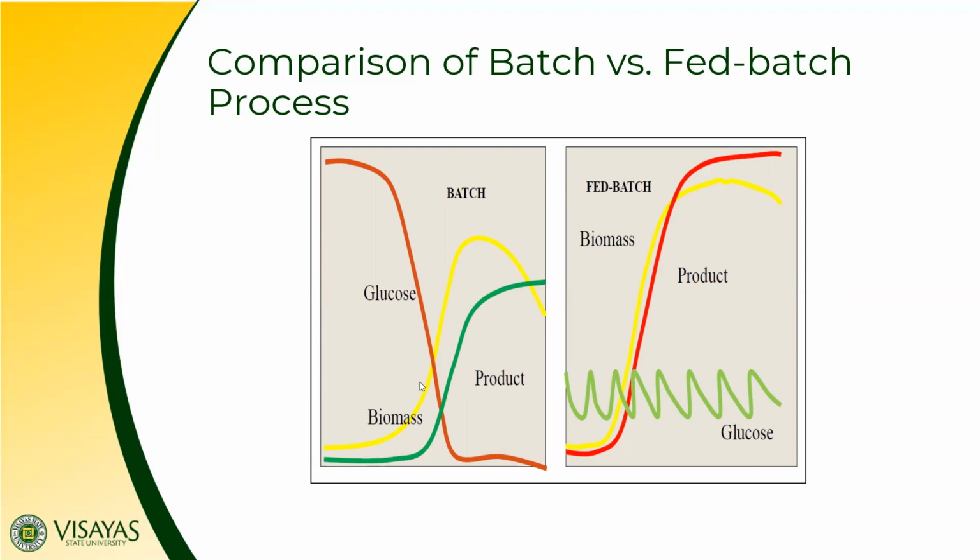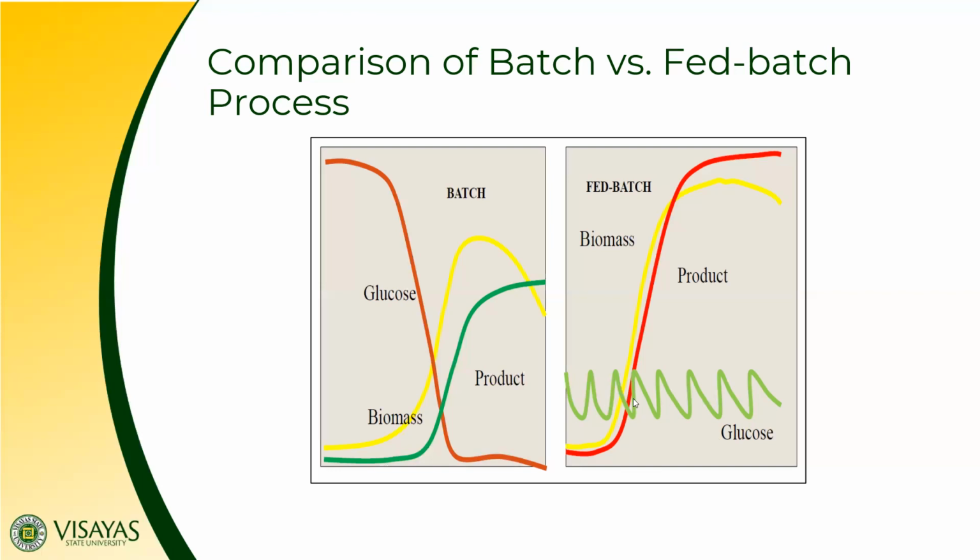While in the fed batch process, as you can see here, since there is a constant feeding of the glucose, in a particular period of time there is additional feeding of the substrate. That's how it goes. The glucose is fed at a particular period of time and then consumed by the microorganisms. It will decrease and then increase again. So that's the trend of the glucose.